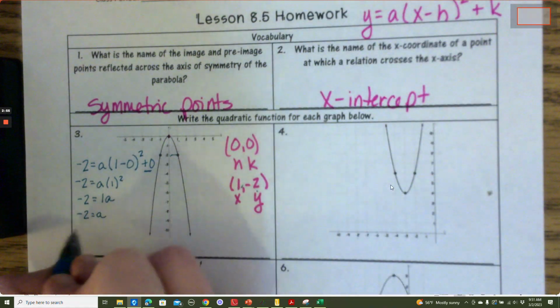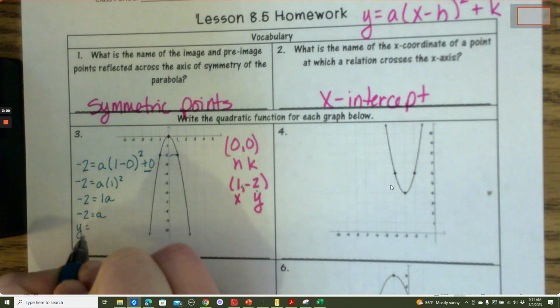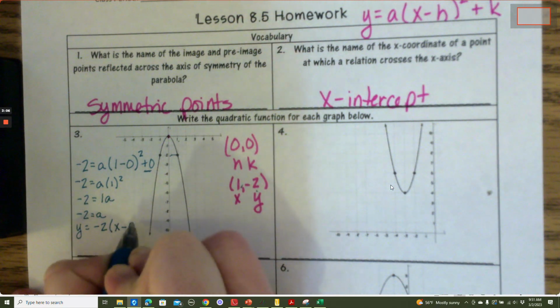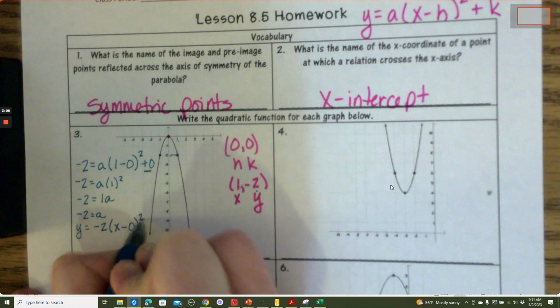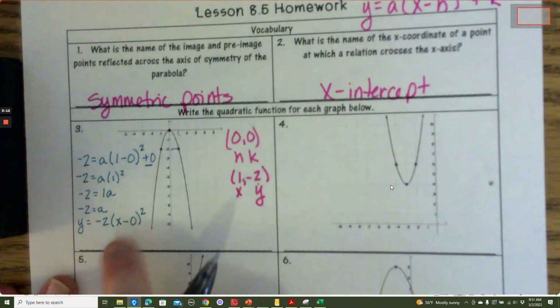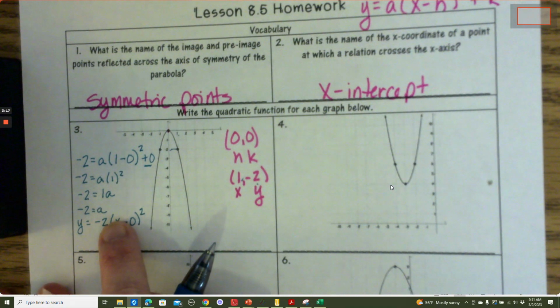So I could write this as y equals -2 x minus 0, that's the h, and then I don't even have to put the +2 or the +0 on the end. I'm so sorry. So that's vertex form. But I want it in standard form too. Standard form makes life easy, especially when I'm graphing and stuff.